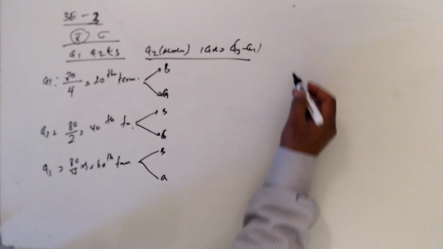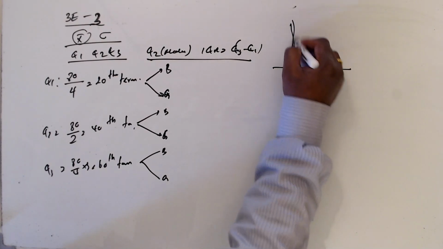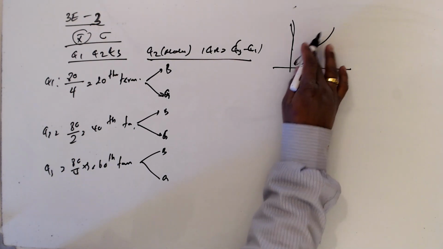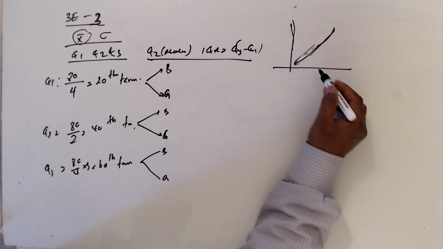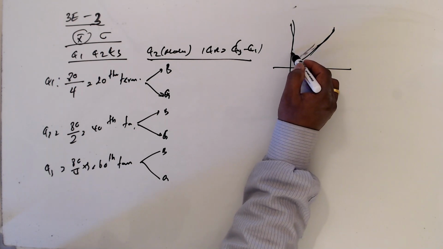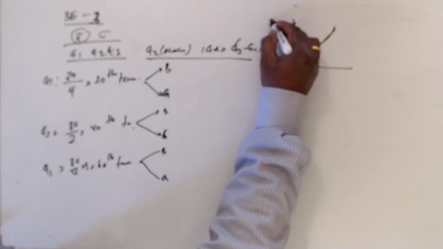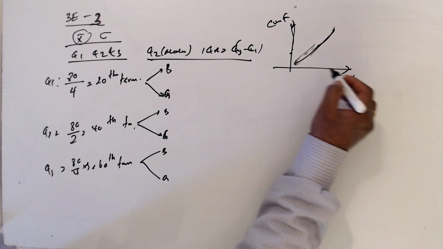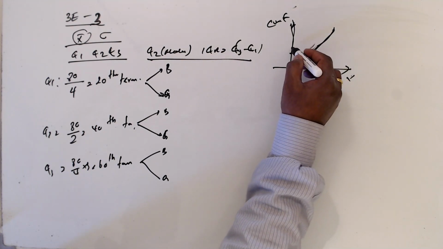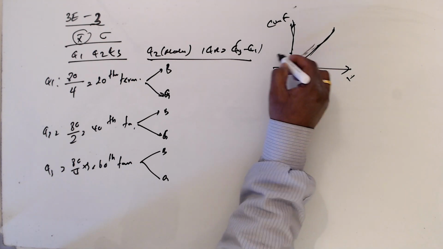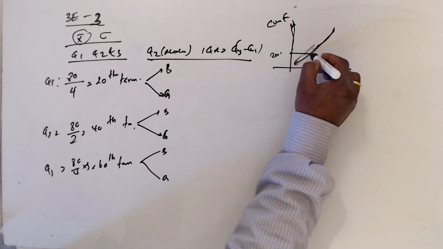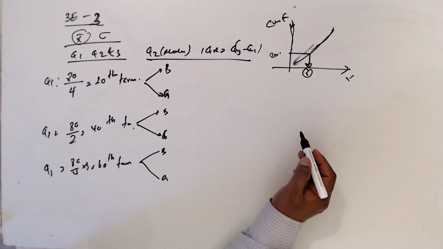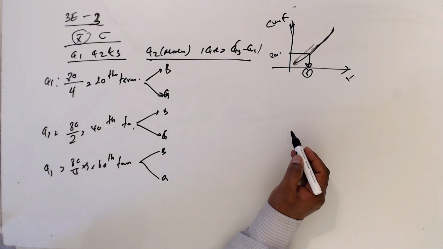Now if this is the curve, actually it is an increasing curve, and those are the cumulative frequency and variable, and you can find the 20th term. So you go to the 20th and read this value. That's how you do it from the graph. I'm not going to do the graph.